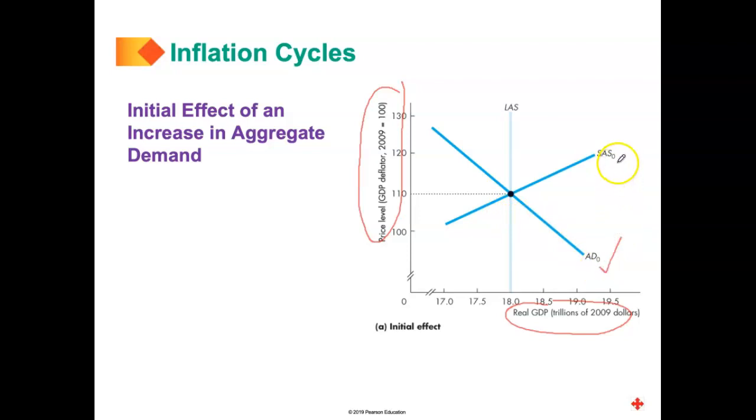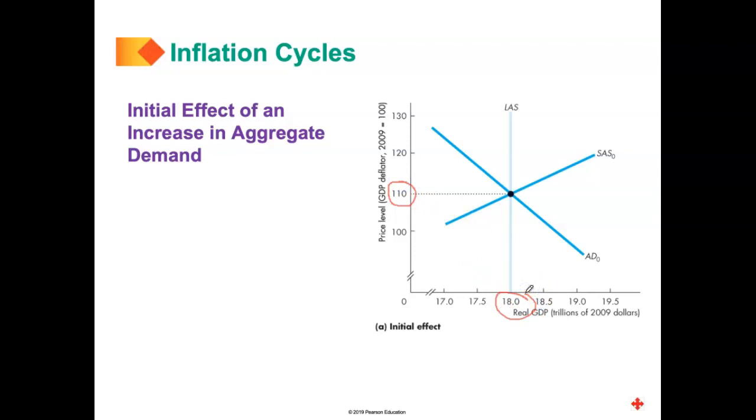Then we have the short run aggregate supply, which we know is upward sloping, and the long run aggregate supply, which is vertical. The point where all these three curves meet is our point of equilibrium. So we have point A, our point of equilibrium. Our equilibrium price level is 110, and our equilibrium GDP is $18 trillion in this example.